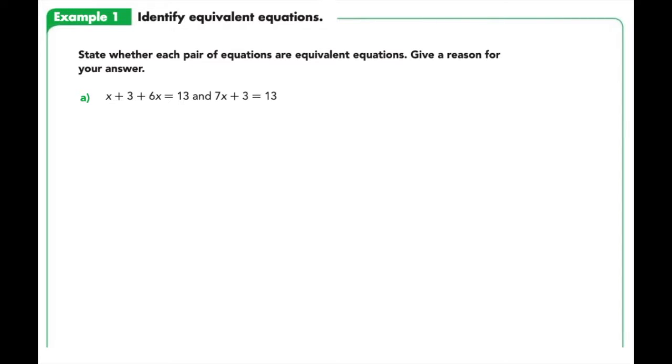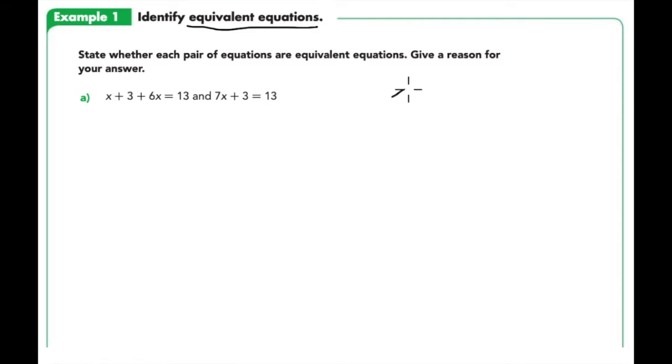In this example, we'll be identifying equivalent equations. Before we identify equivalent equations, we have to understand what equivalent equations are. Those are equations that have the same solution. What I mean by that is I'm going to start with a very basic set of equations here.